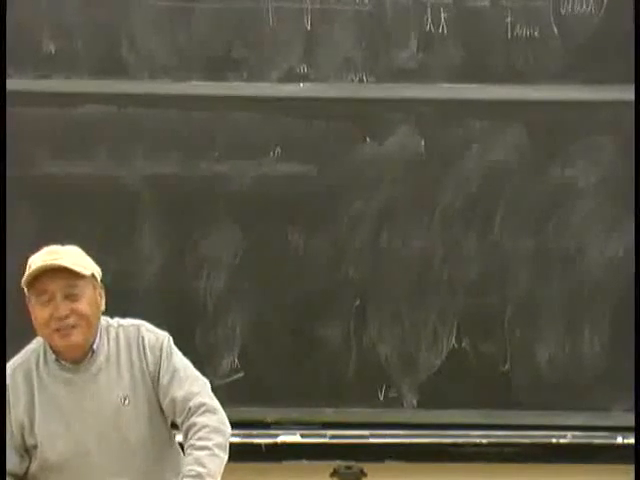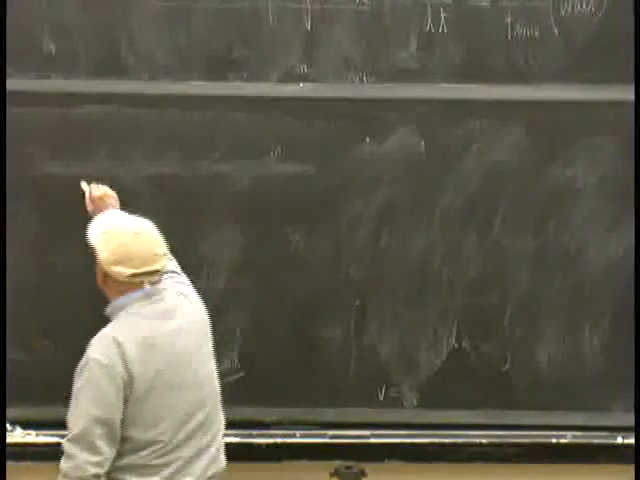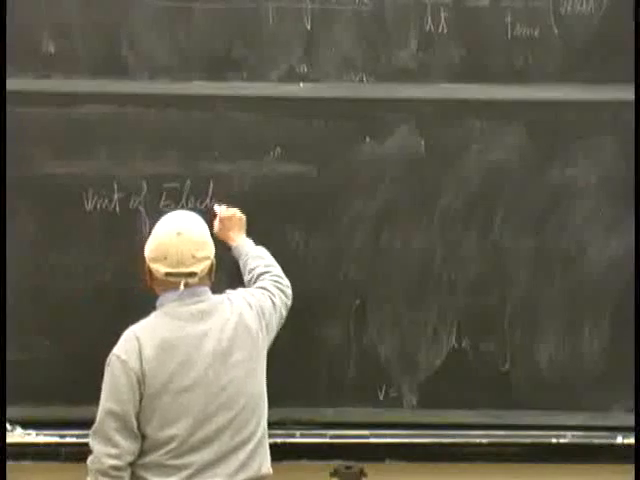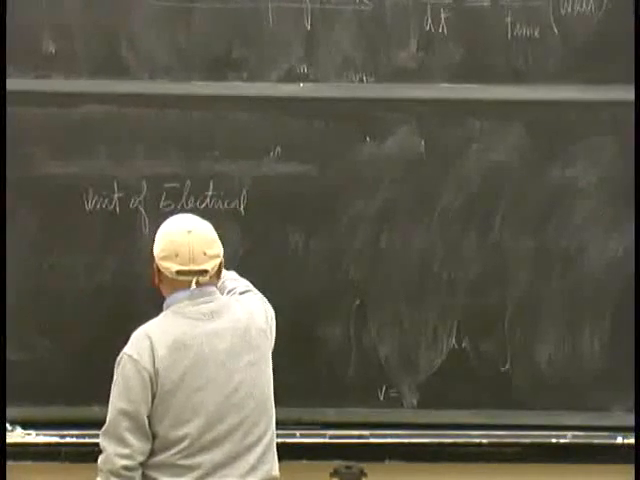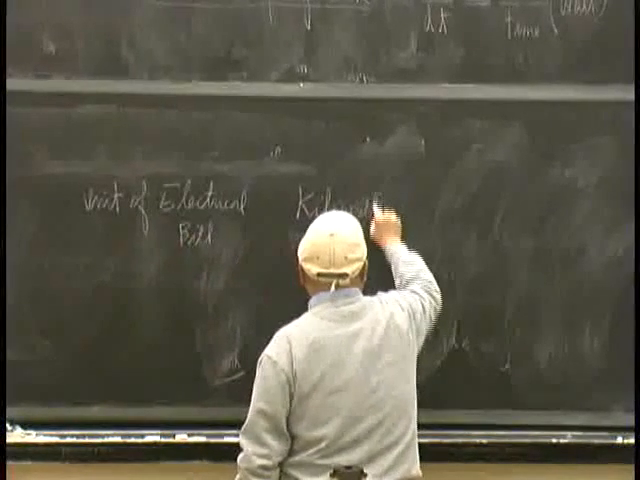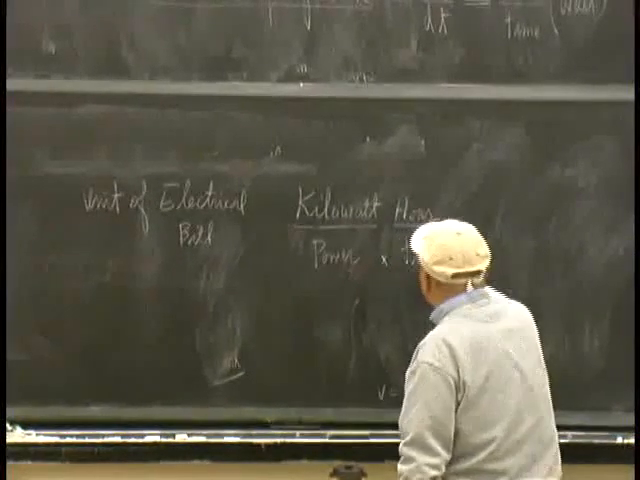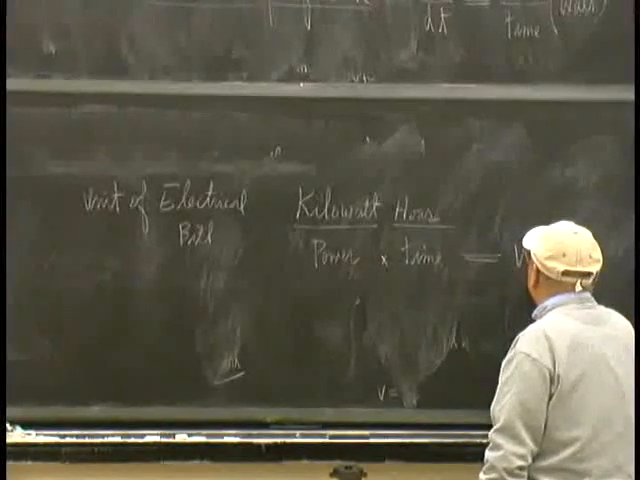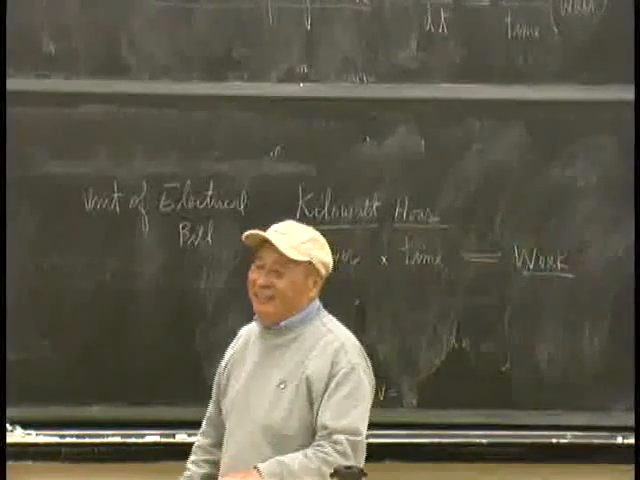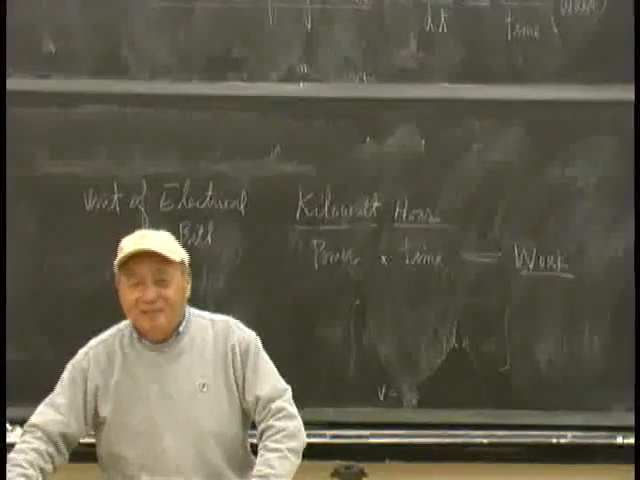Do you see the unit on the electrical bill? Kilowatt hour. That's kilowatt times hour, power times time, equal to work. So what do you buy? You buy work from Southern California Edison.